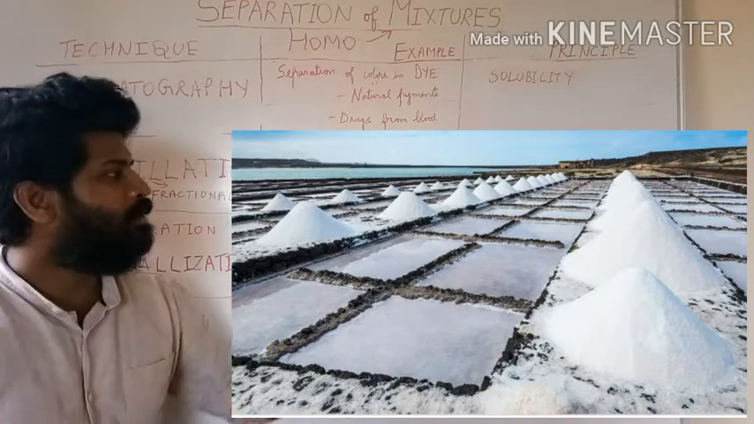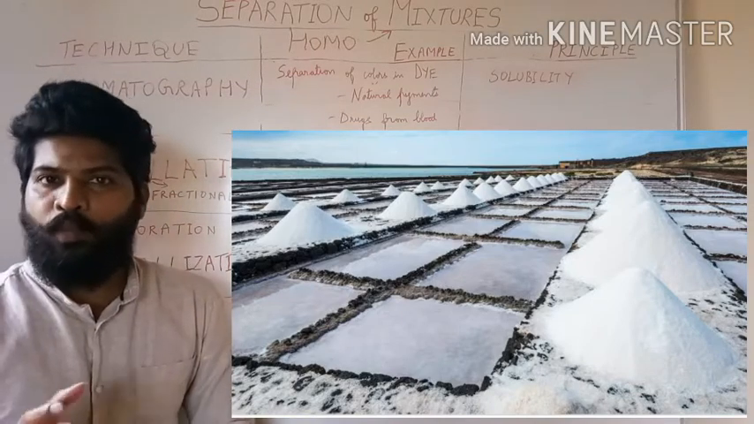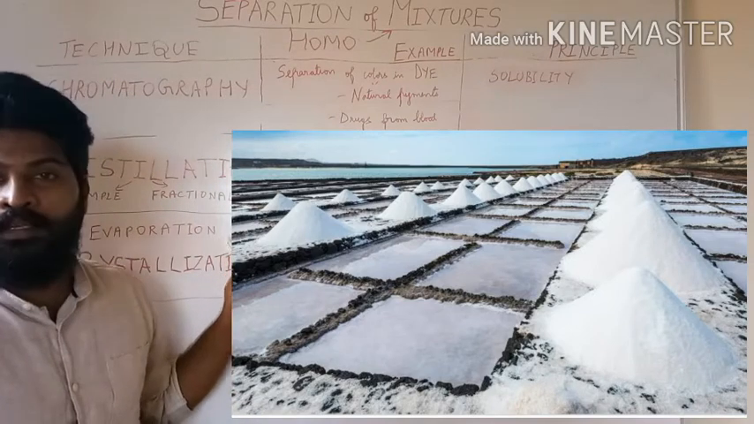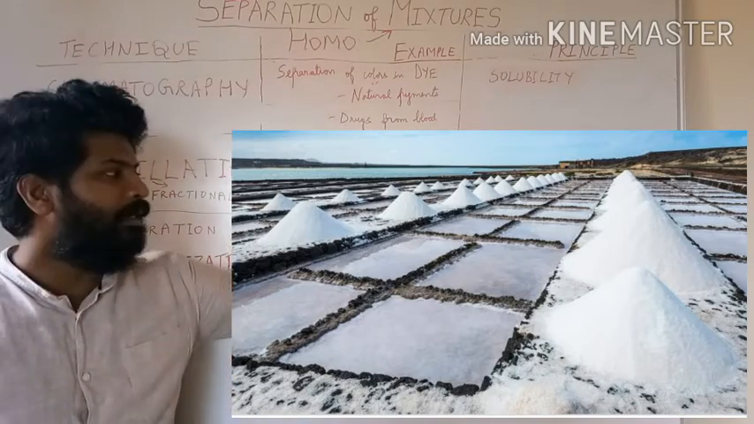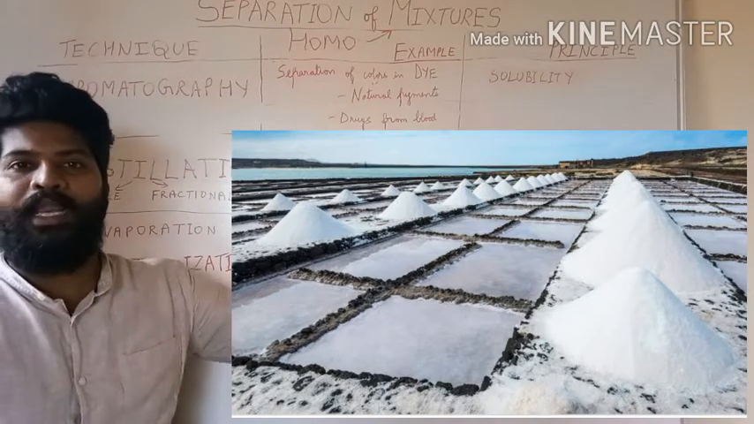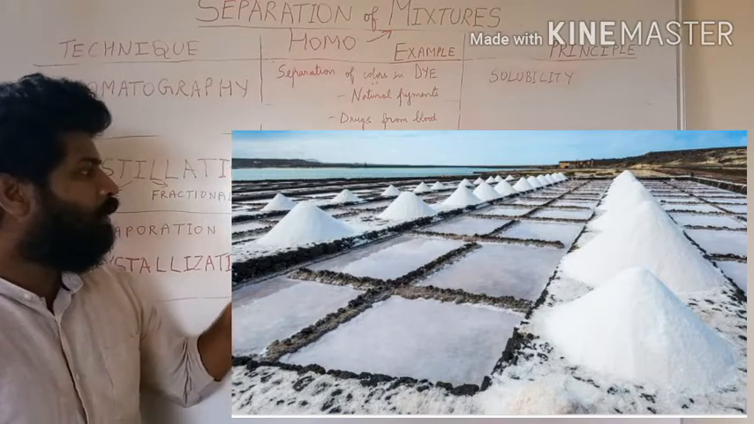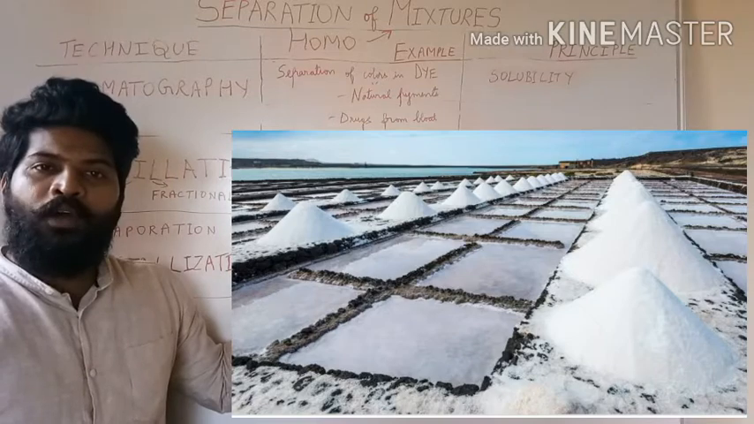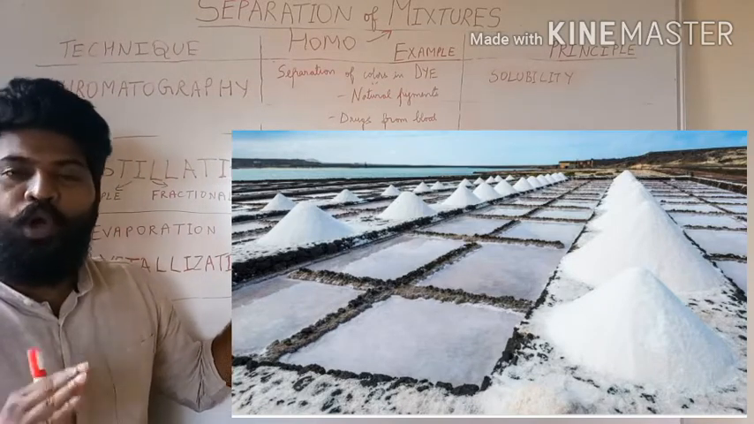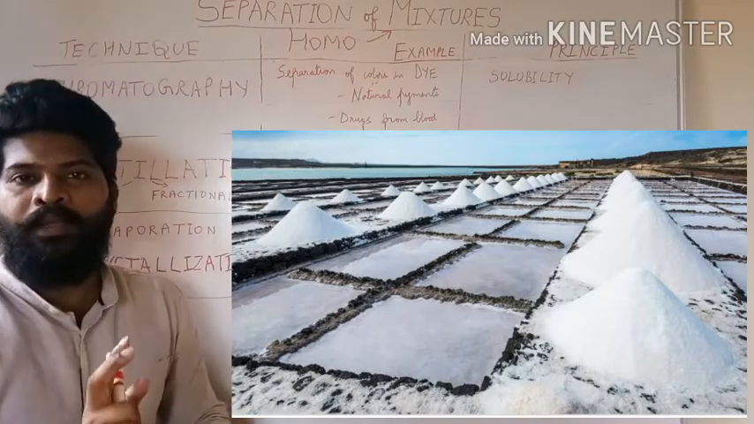So here what happens is, the principle they are using is boiling point. Water has a boiling point of 100 degrees Celsius. In the case of evaporation, we know that it does not require to reach the boiling point. It can evaporate at a much lower temperature. But on the other hand, the boiling point or melting point of salt is much higher. Therefore, water will get evaporated, whereas the salt will remain behind.